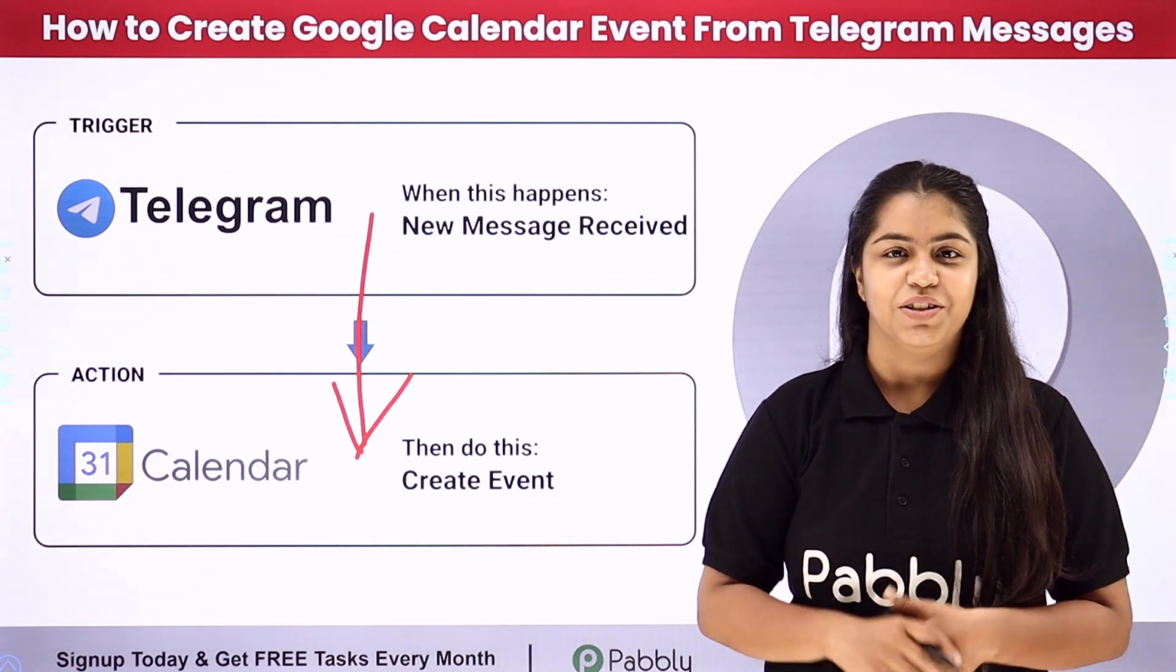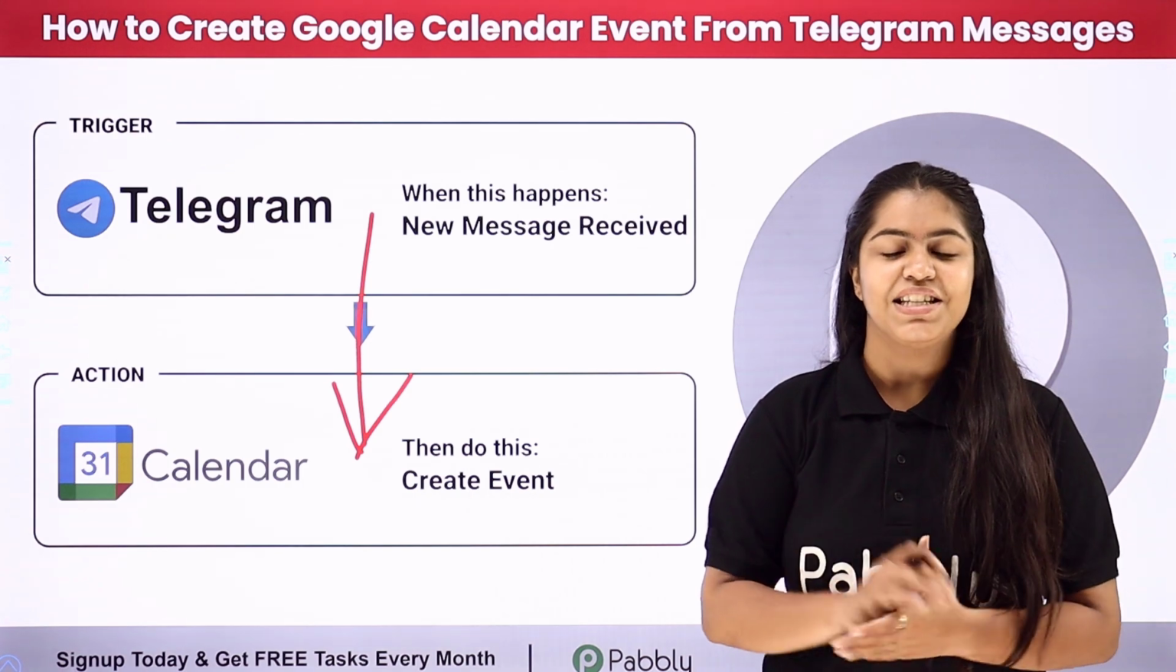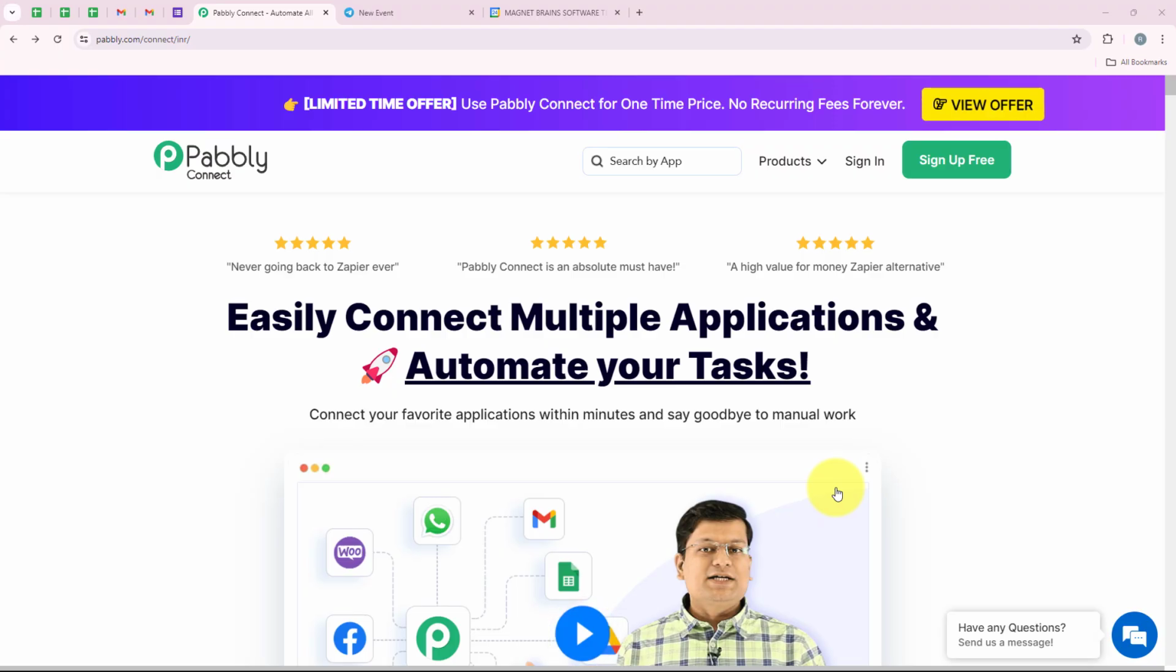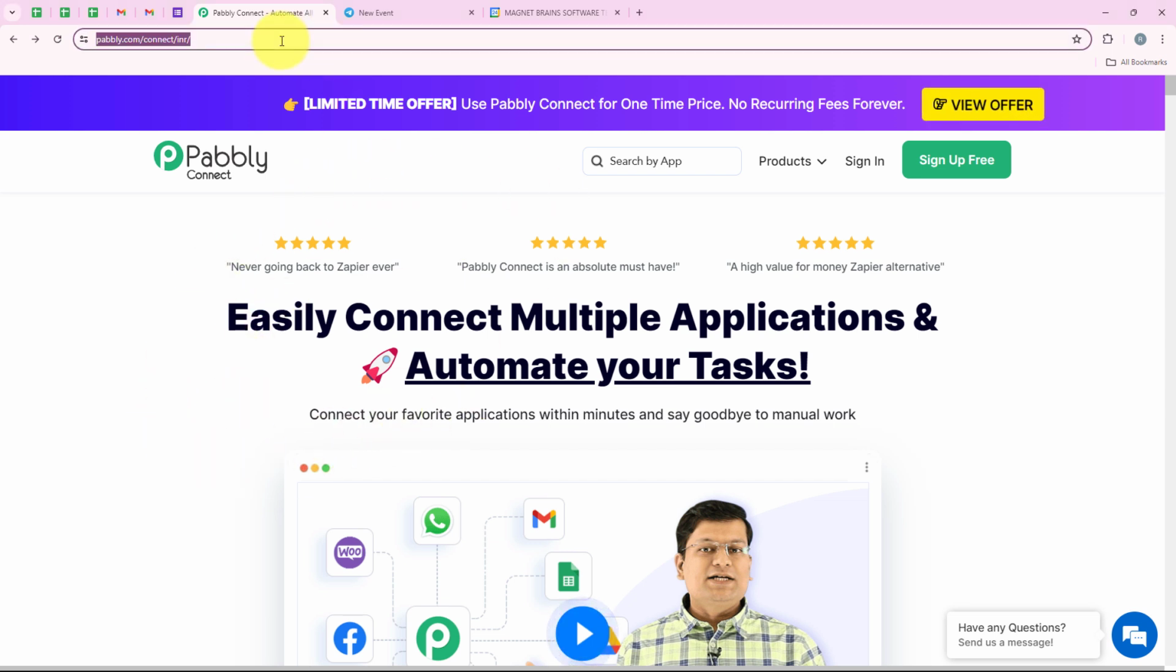So if you also wish to learn this process step by step, then let me take you to my computer screen. Welcome to my screen. So as you know, in this video we are going to learn how to create Google Calendar event from Telegram messages. So to do this, I have already opened the landing page of Pabbly simply by searching pabbly.com/connect in my browser. It is very easy.